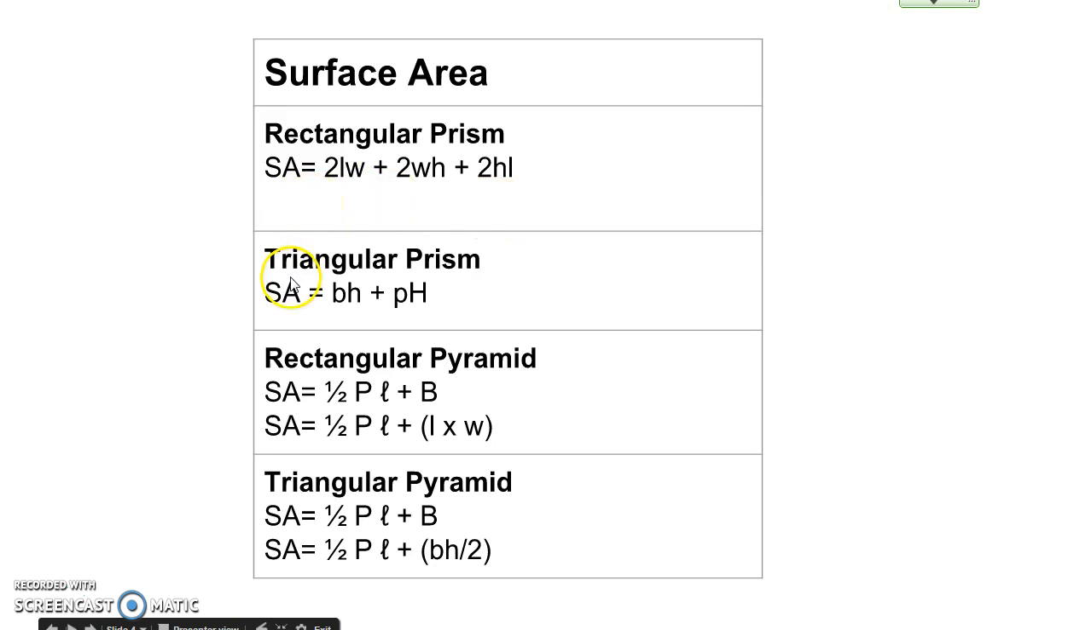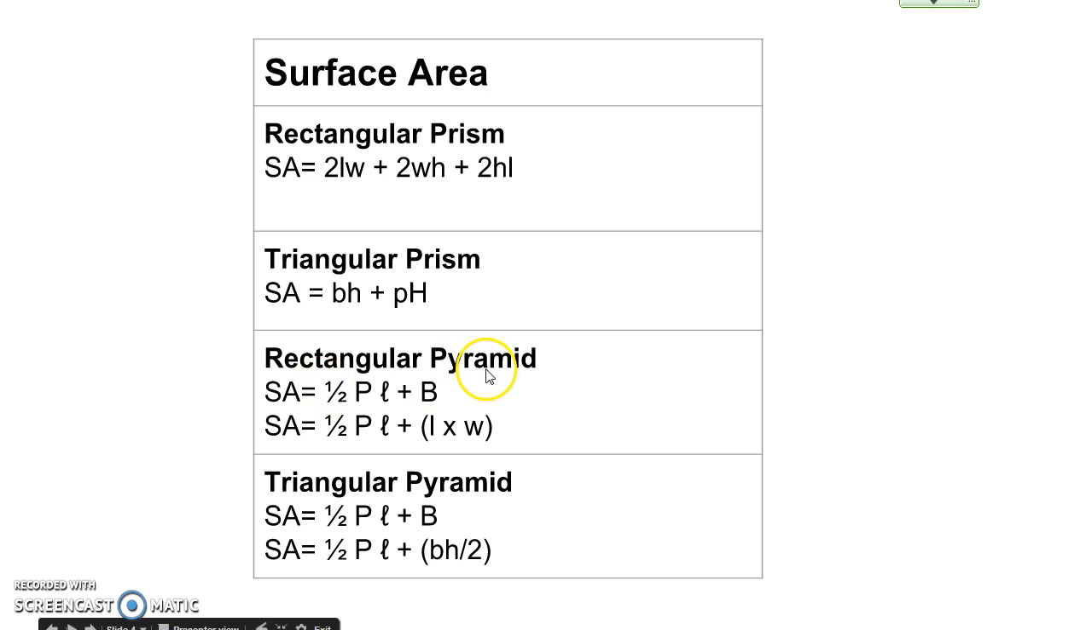For the triangular prism, it's base times height, coming from the triangle, and we're looking for the 2 sides that form the right angle to get those, plus P stands for the perimeter of the triangle, so we add up the 3 sides of the triangle, times capital H, the height of the prism. So we multiply, and then we add at the end.